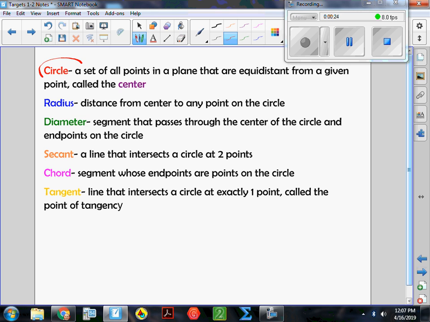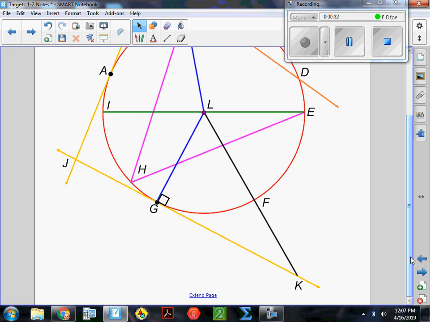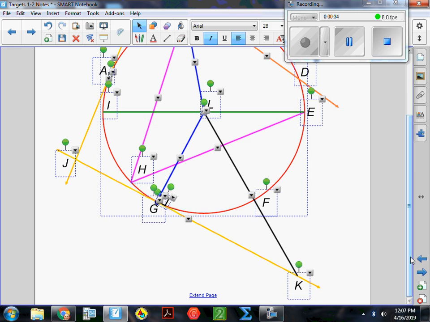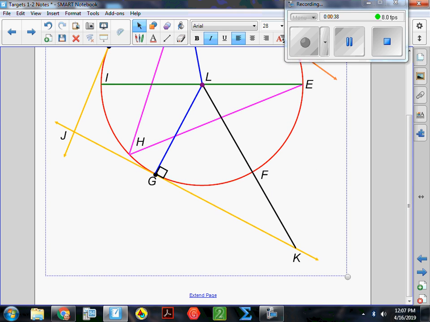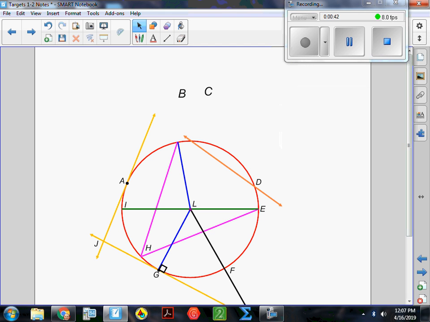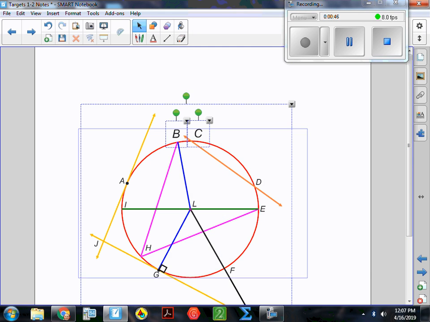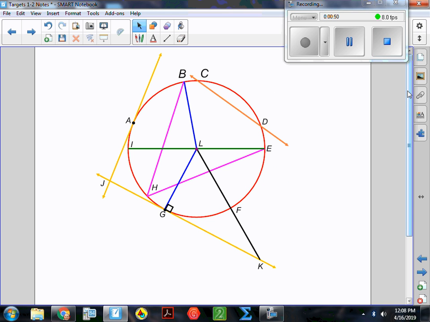So the first one, a circle. It's just a set of points in a plane that are all equidistant from the center. So here's my graphic organizer. I'm actually going to try to make this a little bit smaller. And I always lose a couple letters there. Okay, so now we can refer to that better.